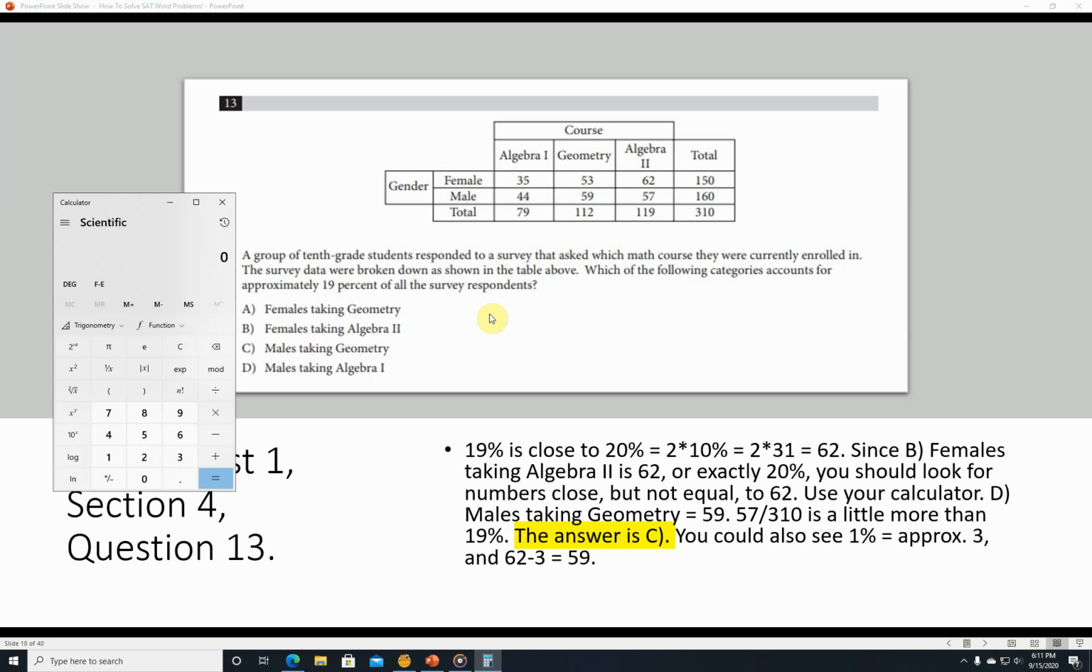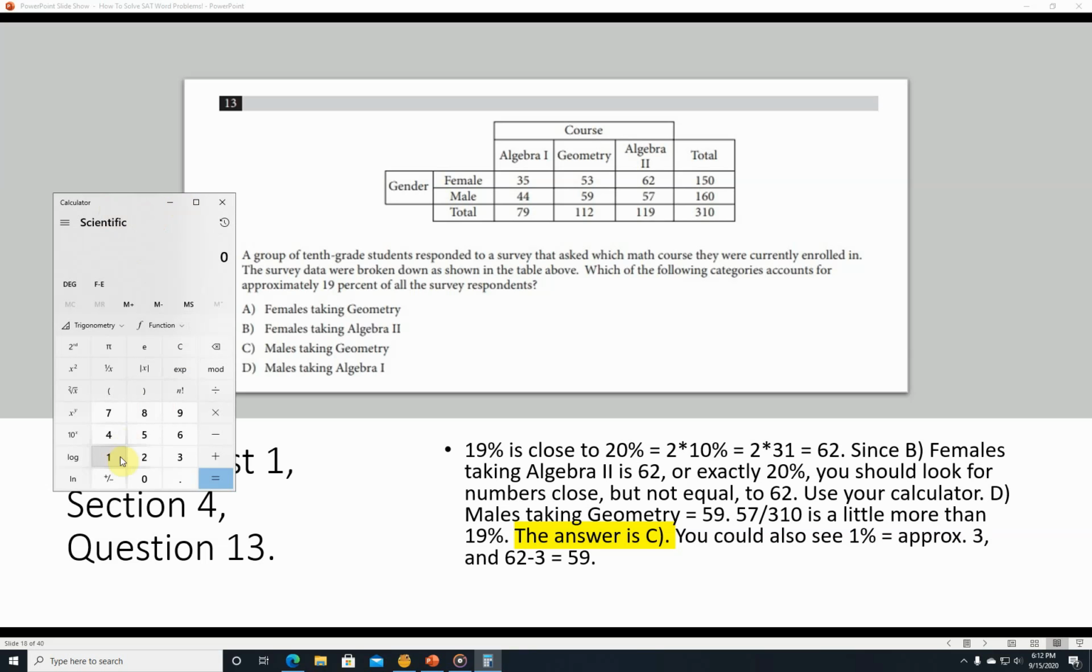Another way to do it, which is kind of neat, is you could say, okay, 1% of 310, we just go 0.01 times 310, which is 3.1, so 1% is approximately 3, and then you just subtract that from 62. So I just made it negative, and I'm going to add it to 62. Boom, that's 58.9 or 59. So either way is all right.